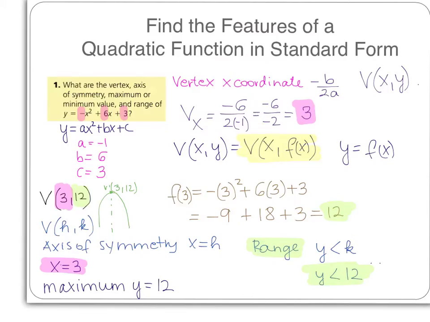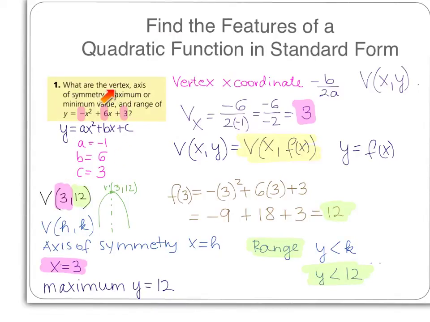So finding the features of a quadratic function in standard form is really what I mean by dating the problem. We just look at the equation y = -x² + 6x + 3, and we will immediately know everything about this parabola. Let's try. First, identify a, b, and c. And a is -1, b is 6, and c is 3.